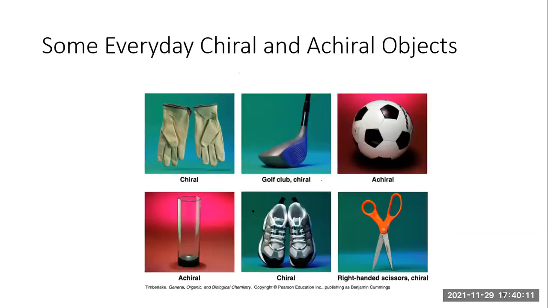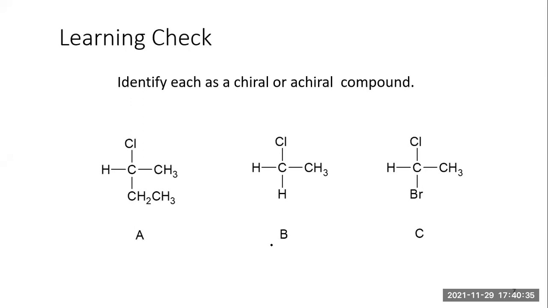Here are some everyday examples of chiral and achiral things. We've got our gloves, which are chiral, and our golf club, which is also chiral. Soccer balls are achiral, definitely; you can rotate them anywhere and they will fit. Our glass as well, and our shoes here, like our hands, are also chiral. So let's take a second for each of them to determine if they are chiral or achiral. Take a moment or two and see what you come up with.